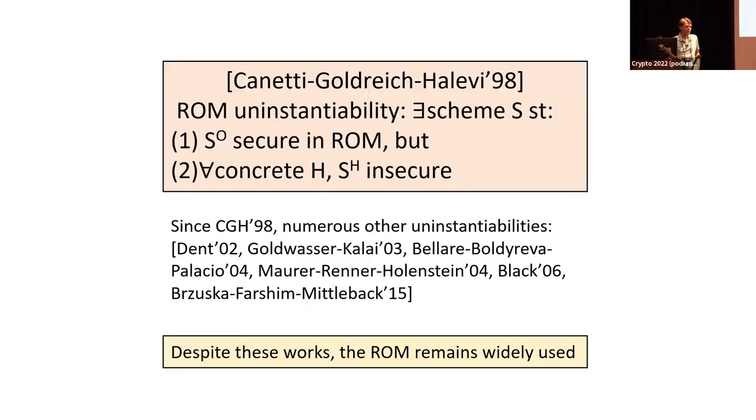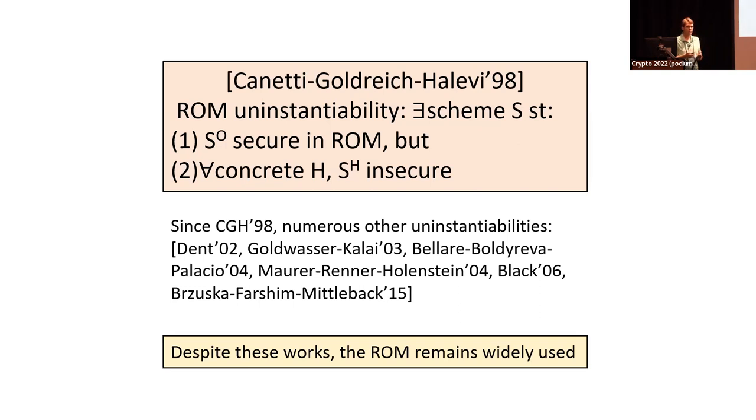Unfortunately, Canetti, Goldreich, and Halevi show what is now known as an uninstantiability result. They show a scheme such that if the hash function is actually a random oracle, the scheme is secure. So it's secure in the random oracle model. However, no matter how you try to instantiate the hash function with any concrete code, suddenly the scheme is insecure. This shows that in general, there's no hope of instantiating the random oracle with any concrete hash function. The random oracle model heuristic must sometimes fail.